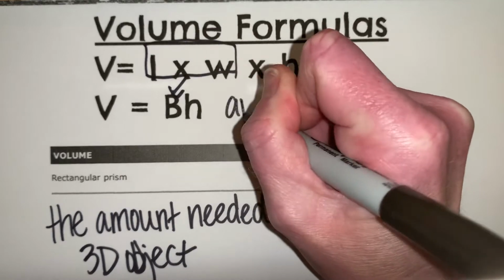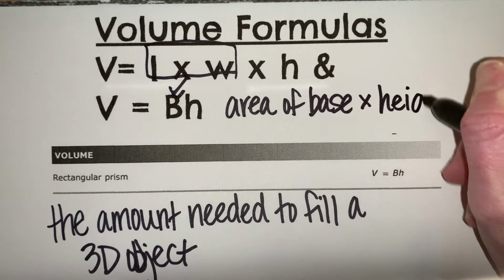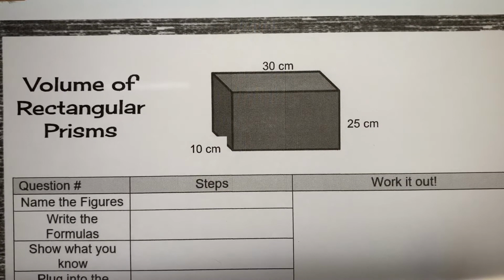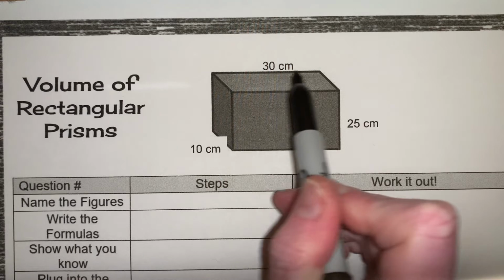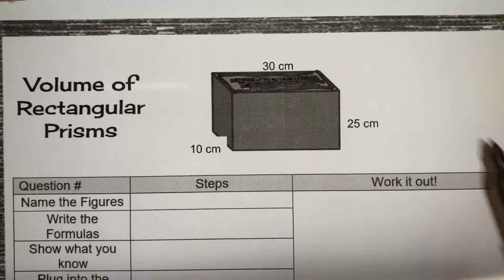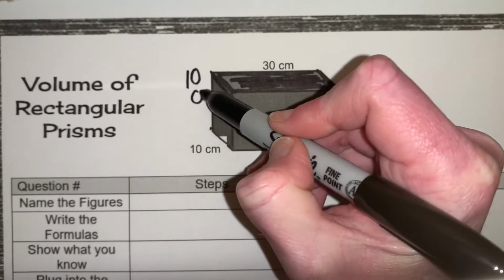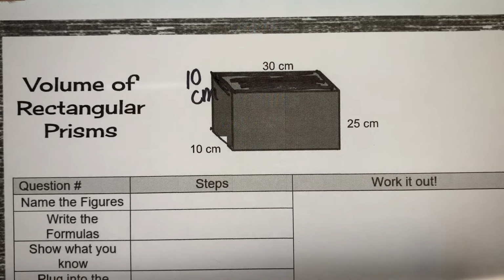This is just the area of the base times the height. Let's look at an example. This is a rectangular prism. This is the base right here. The base can be at the top or the bottom. If this right here is 10 centimeters, then that means this right here is also 10 centimeters. So this base right here is 30 centimeters by 10 centimeters. We're going to need that whenever we start finding the volume.